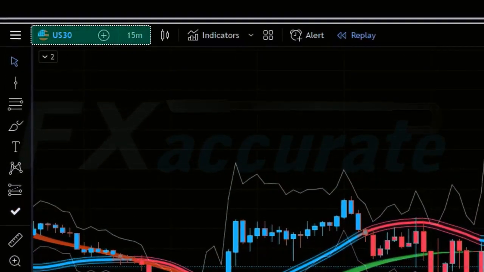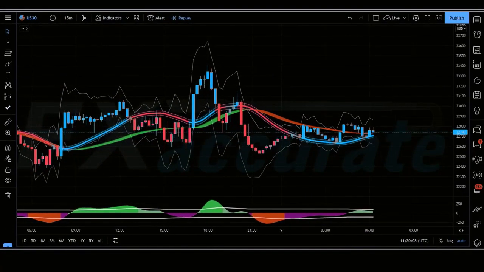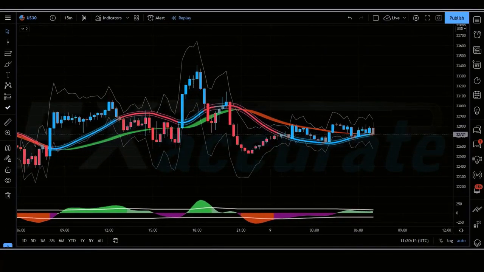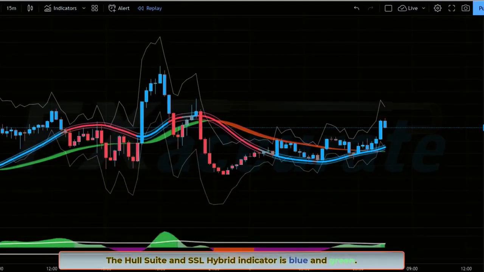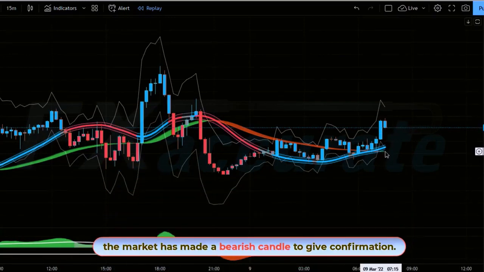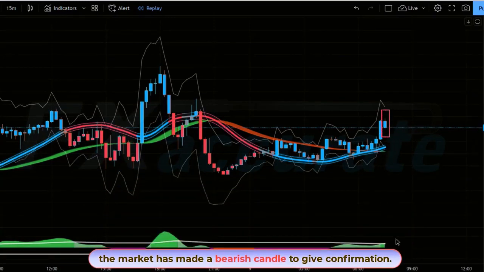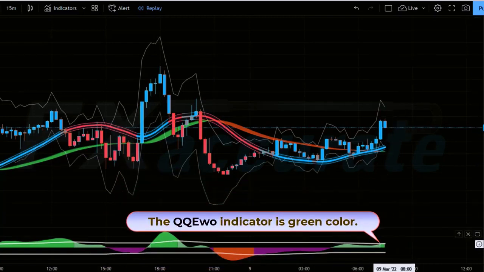First of all, we open the 15 minutes chart of US 30. Here the Hull Suite and SSL hybrid indicator is blue and green. The market has made a bearish candle to give confirmation. The QQEWA indicator is green color.